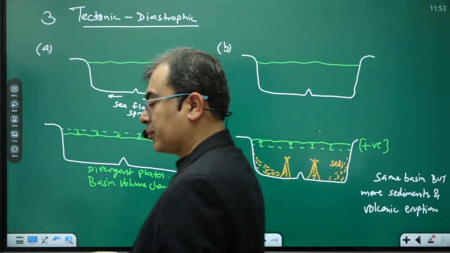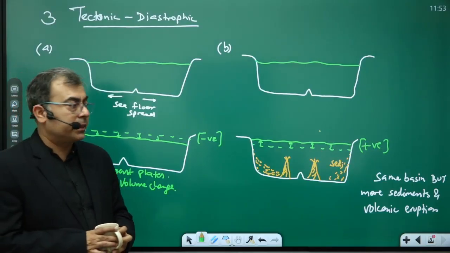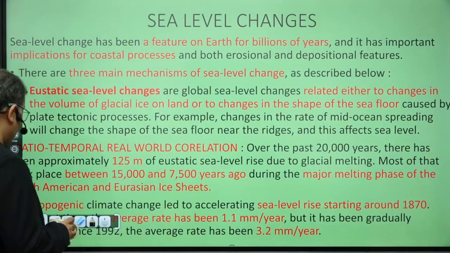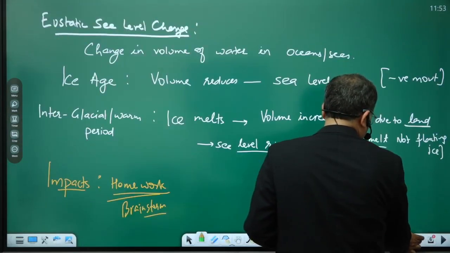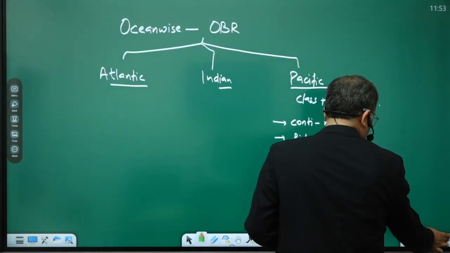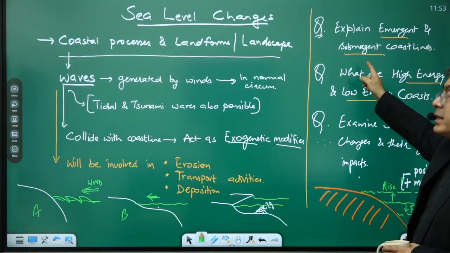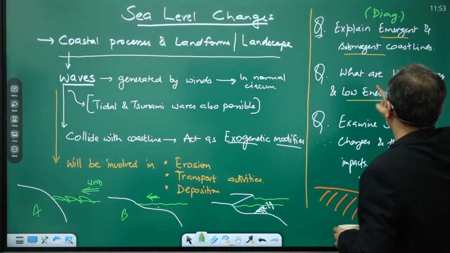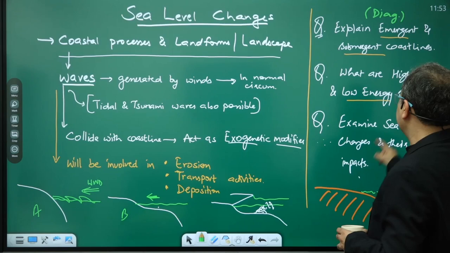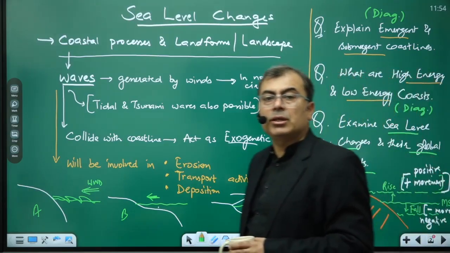I want you to read something on the internet about this thing and try and answer these questions जो मैंने क्लास के स्टार्ट में दिए. एक्सप्लेन इमर्जेंट एंड सबमर्जेंट कोस्टलाइन विद डायग्राम्स. ये इसका आंसर आज का होमवर्क है, सोचना है इसको. व्हाट आर हाई एनर्जी लो एनर्जी कोस्ट विद डायग्राम. एग्जामिन सी लेवल चेंजेस एंड देयर ग्लोबल इम्पैक्ट्स. आज ये 3 आंसर लिखने हैं सभी लोगों को.